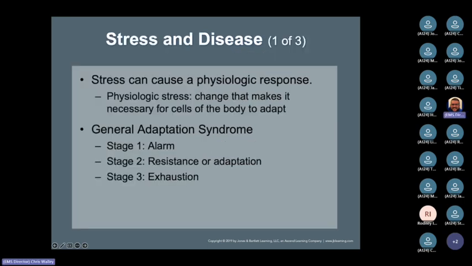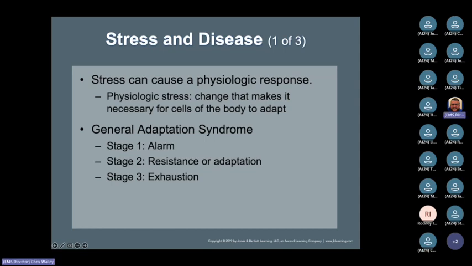Stress and disease. I don't know if we can classify stress here. So stress includes a wide range of strong external stimuli, psychologic, that can cause a psychologic response. Psychologic stress is a change that makes it necessary for the cells of the body to adapt, and the concept related to psychogenic stress includes the stress factor itself, its effect on the body, and the body's response to that particular stress. Then there is general adaptation syndrome.